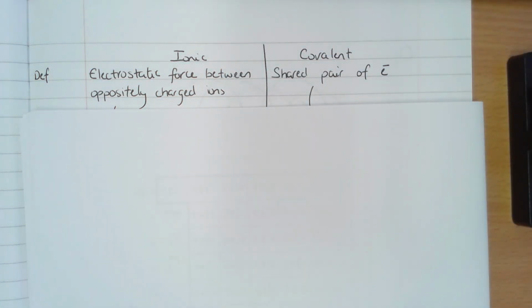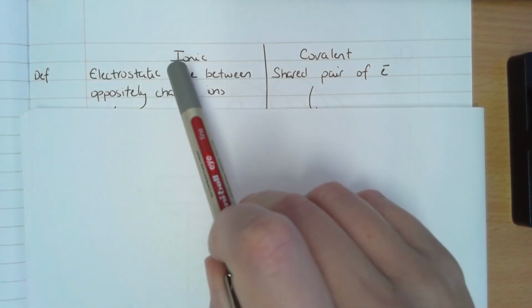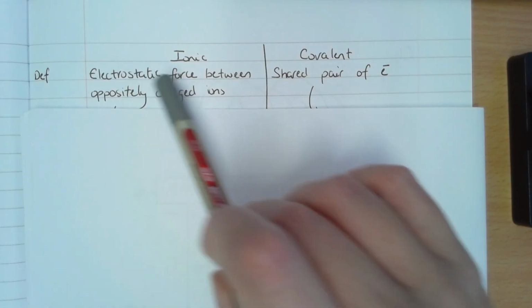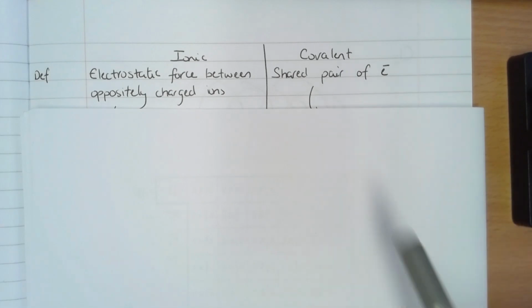Alright, I'm going to very quickly run through the basics of ionic and covalent bonding. The first thing that you need to know is the definition for both. Ionic is a little bit longer: electrostatic, not electromagnetic, electrostatic force between oppositely charged ions. Covalent: a shared pair of electrons. Both definitions need to be learned. Both definitions get you 2 marks.